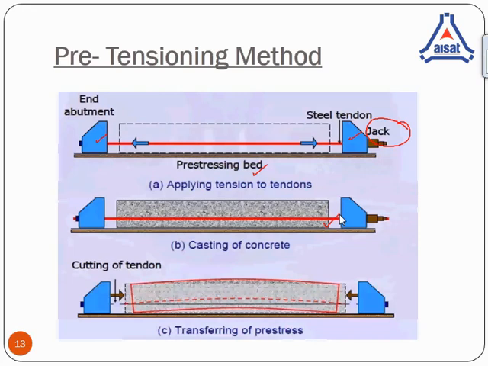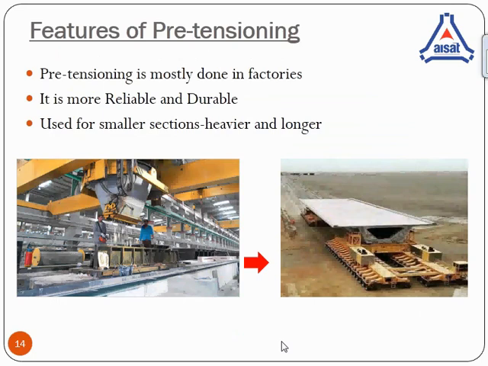Then we wait for some days for the concrete to harden. Once the concrete has hardened, you release or cut the tendons so that a transfer of pre-stress occurs between the tendons as well as the concrete. So this is what happens in the pre-tensioning method. That is, first we apply tension to the tendons, then cast the concrete, and at last transfer the pre-stress. The basic feature of this method is that it is mostly done in factories, and then the members are transported to the sites.